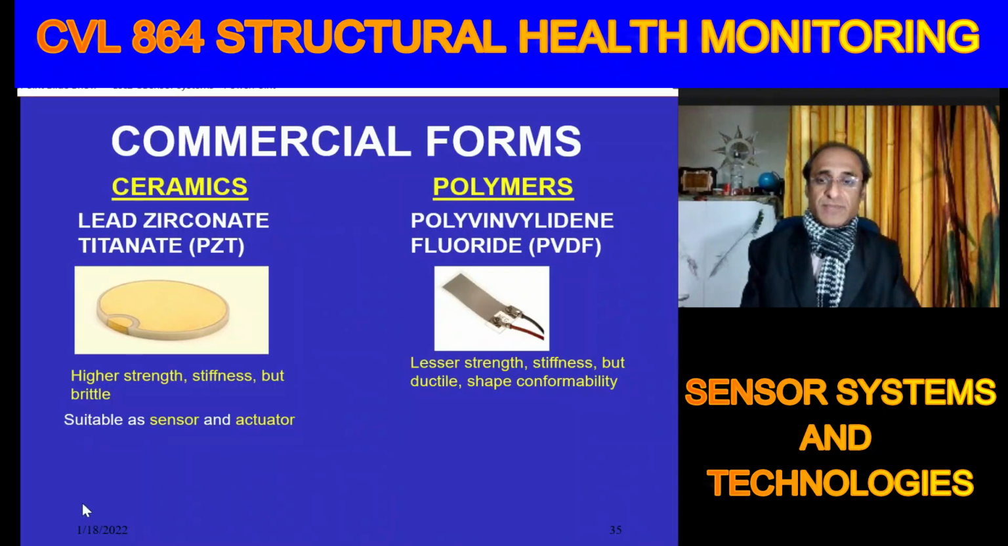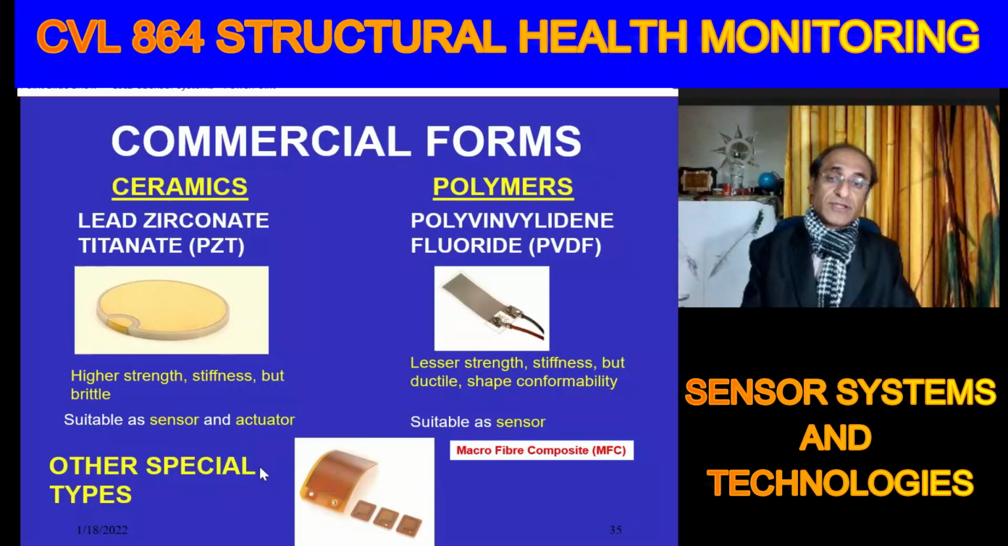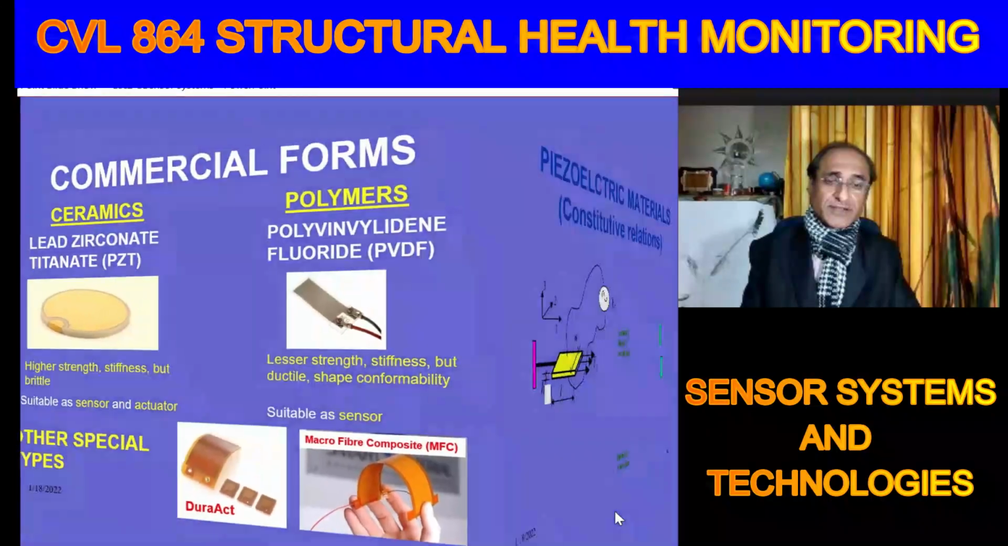So the ceramics are suitable both as sensors and actuators. As far as the polymers are concerned, because they are soft, they are not very good as actuators, but they are very good as sensors. And then there are some special types, like we have seen Duract and the macrofiber composite. So this is a Duract. Duract I did not show you, but it's similar to the MFC type. MFC can be very easily bent. So if you compare Duract and MFC, MFC has greater bendability.